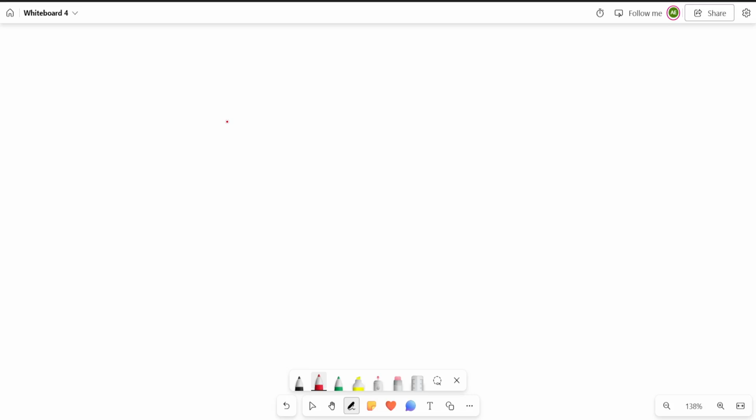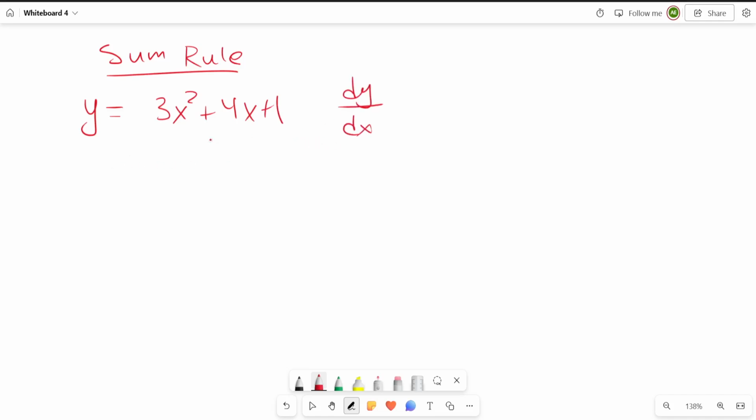But before that, I just want to quickly show you something that is called the sum rule of differentiation, which is something that we all do, but we don't know that it's called the sum rule. Basically, if I have y equals 3x squared plus 4x plus 1, and I want to get dy by dx, which is basically the derivative of y or the differentiation of this function, it is going to equal each term differentiated alone.